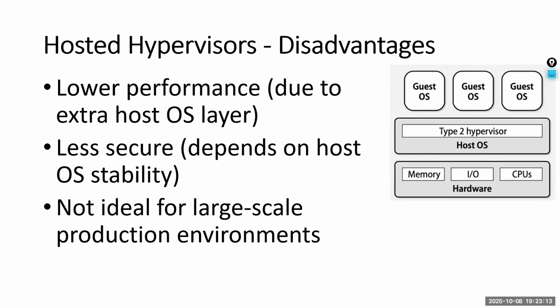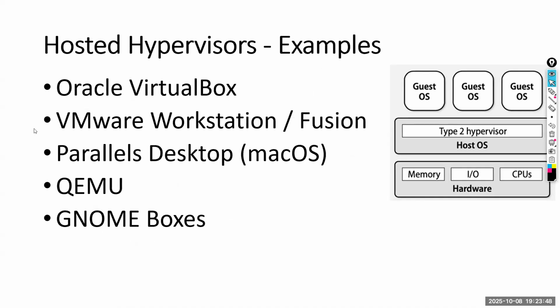So the disadvantage, obviously, is that it's not as high performing as bare metal. Security issues are there because those virtual machines run on top of another OS, and this is not ideal for large scale production environments. It's more for testing, experimenting, learning, that kind of personal thing. So those are the two types of hypervisors, type 1 versus type 2. Some examples are Oracle VirtualBox, VMware Workstation. You can see words like workstation, desktop. Also GNOME Boxes. Those are type 2 hosted hypervisors.